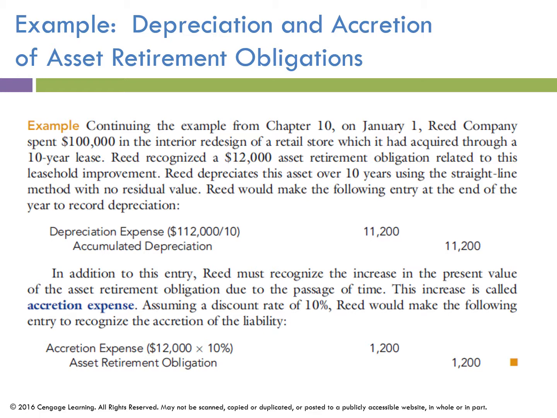In addition, Reed must recognize the increase in the present value as accretion expense. If the discount rate is 10%, they would take the 12,000 obligation times 10% and record that as 1,200 and credit the liability, asset retirement obligation.